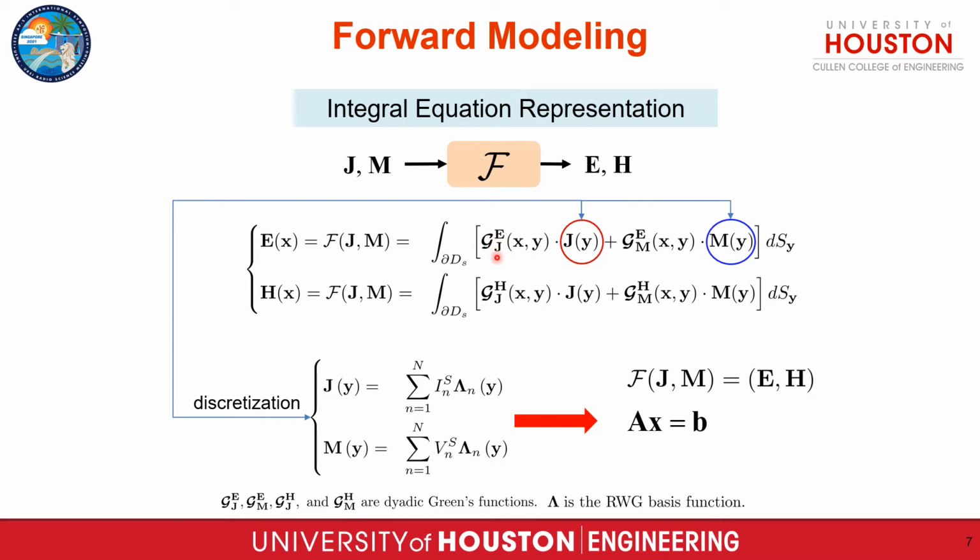So this G_EJ means the electric field at X produced by the electric dipole placed at Y. So you can see the J and M are on a 3D closed surface. It's continuous. So we need to discretize the J and M using the basis function. Here we use the RWG basis function. After the discretization, the continuous integrals will be transformed to the linear system.